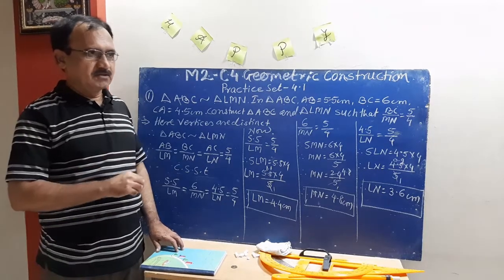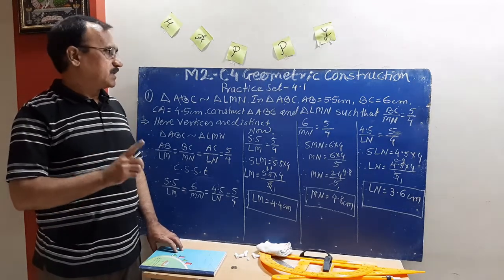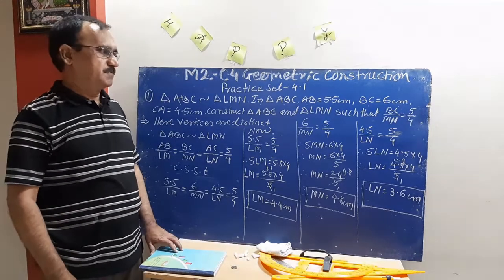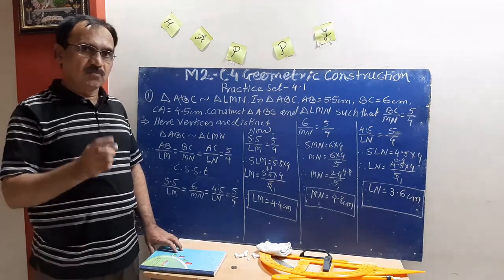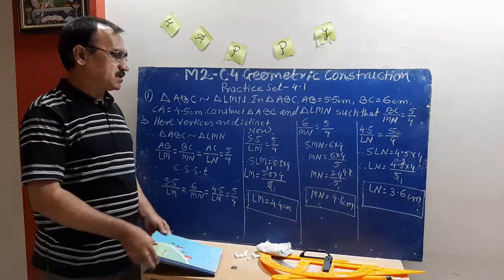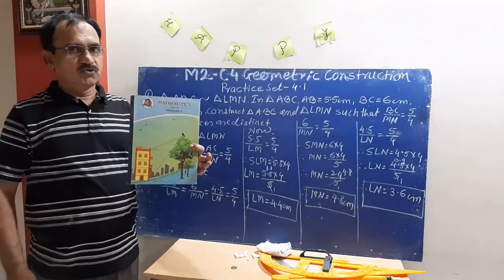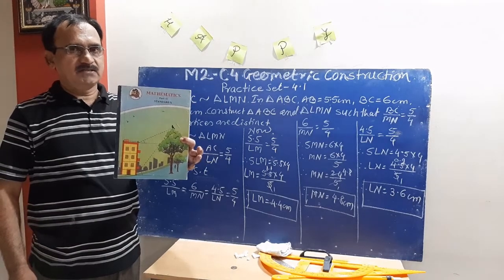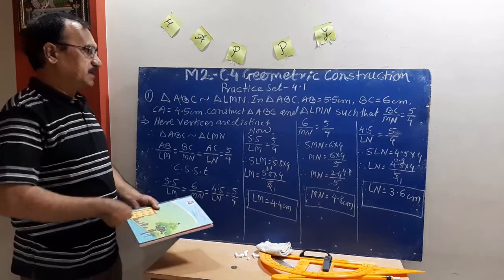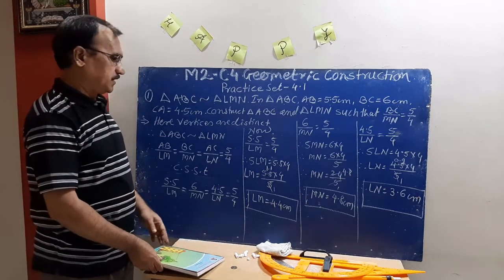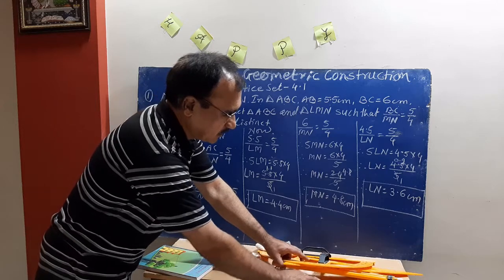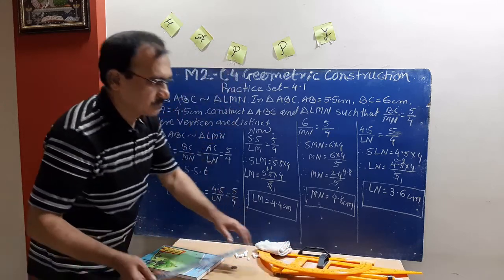In previous period, we have started Maths Part 2, Chapter number 4, Geometric Construction. And in previous period, we have also completed the basic construction which are useful for this construction. This is textbook of Maths Part 2. Okay. Now we will start here practice set 4.1. In practice set 4.1, there are 4 constructions.